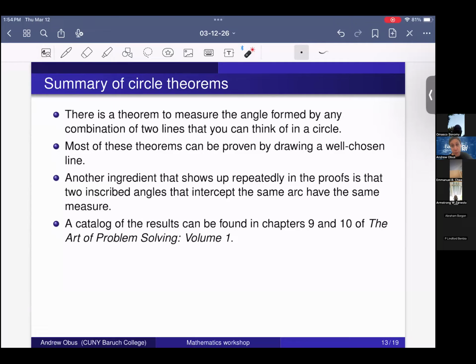Okay, so we're going to leave circle theorems at this point. For the last 20 minutes, we're going to talk a little bit about differentiation and integration. So before we move on to that last 20 minutes, does anybody want to say anything further about circle theorems?